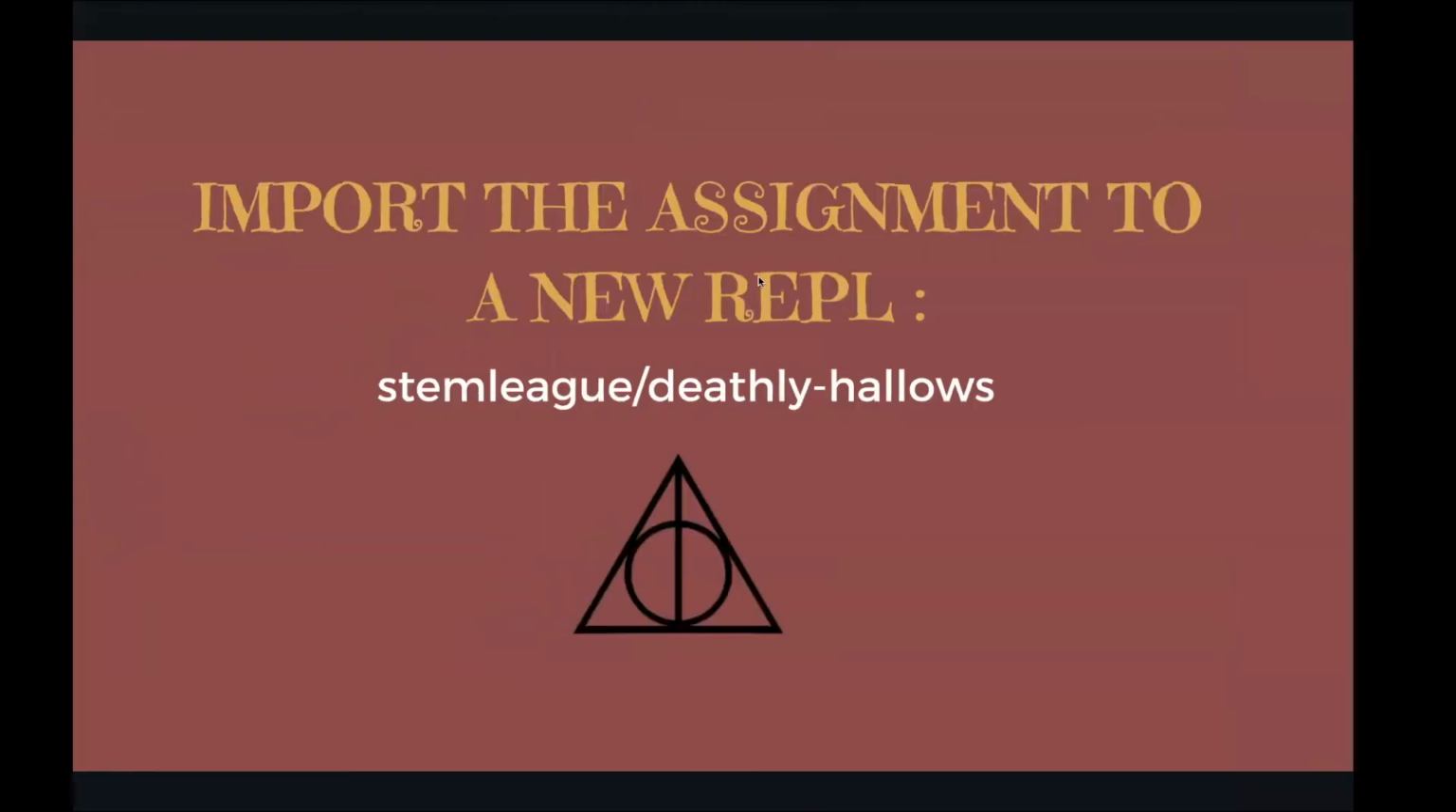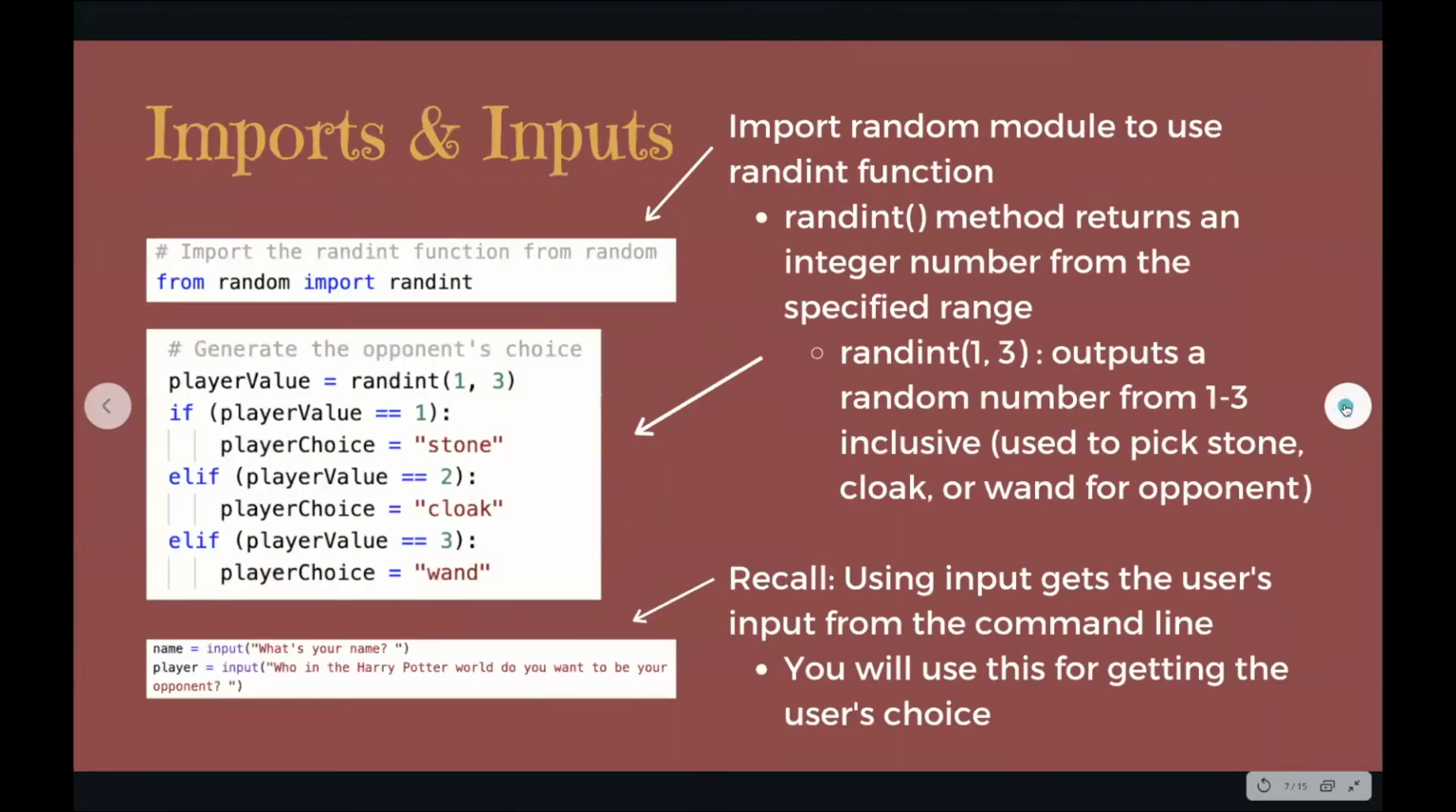So let's go back and review some things before we dissect the code that we have. So remember that you have to import the random module to use the randint function. The randint method returns an integer number from the specified range. So if we had randint 1, 3, then it will output a random number from 1 to 3 inclusive. So that means 1, 2, 3. And it uses that to pick the stone, cloak, or wand for the opponent.